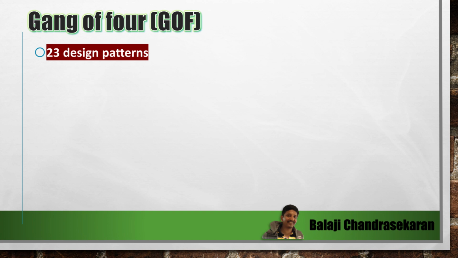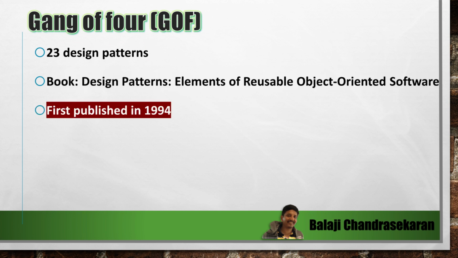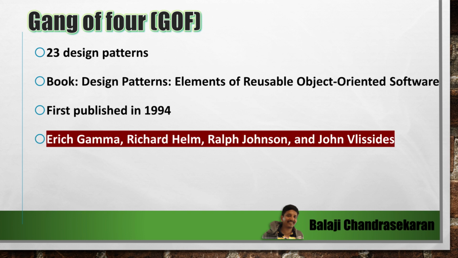Gang of Four design patterns is the collection of 23 design patterns from the book Design Patterns: Elements of Reusable Object-Oriented Software. This book was first published in 1994 and it's one of the most popular books to learn design patterns. The book was authored by Erich Gamma, Richard Helm, Ralph Johnson, and John Vlissides. It got nicknamed Gang of Four design patterns because of the four authors and then shortened as GOF design patterns.